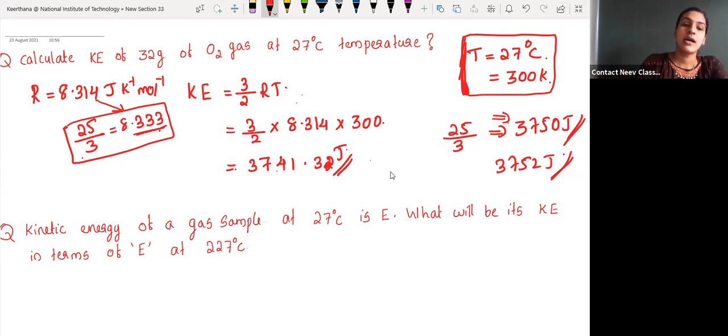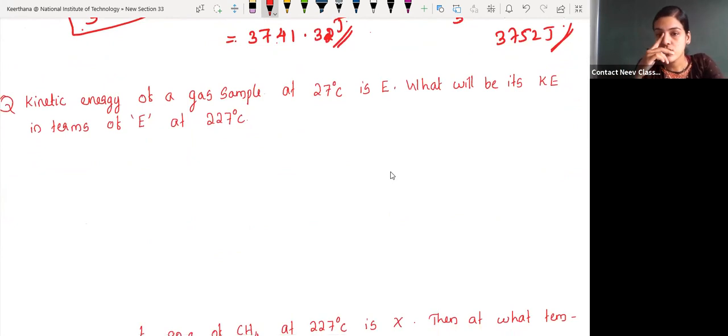So the next question: kinetic energy of a gas sample at 27 degrees Celsius is E. What will be its kinetic energy in terms of E at 227 degrees Celsius?